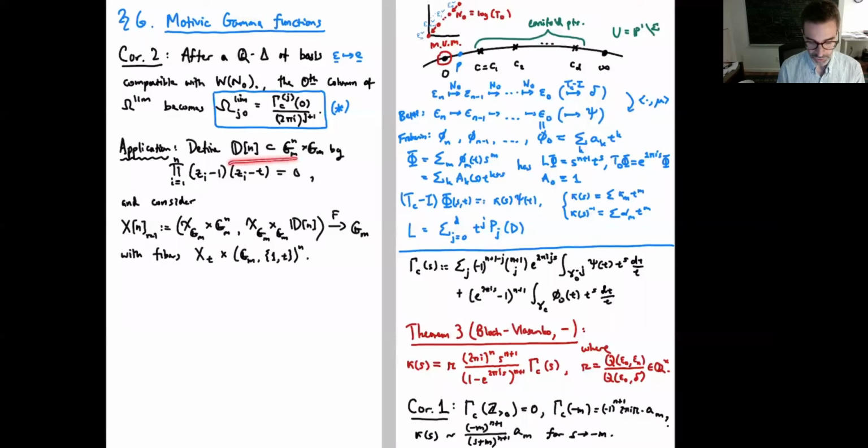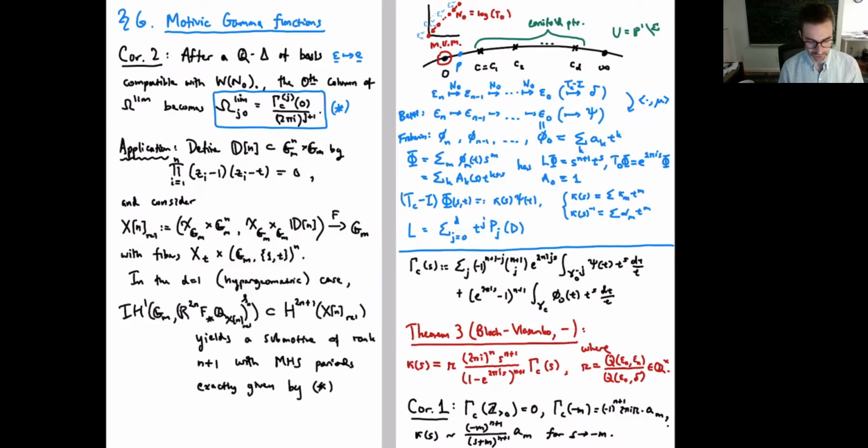So you define a divisor inside G_m to the n plus 1 by this equation, and then you consider the fibration over the last G_m factor that has fibers given by the original family cross G_m to the n relative to the original family cross this divisor, which looks like this. Those are the fibers. And in the hypergeometric case, this H1 inside the cohomology of this motive, this is some motivic sub, yields a submotive of rank n plus 1 with mixed Hodge structure periods exactly given by this. And so that gives a motive for the limit mixed Hodge structure at the origin.